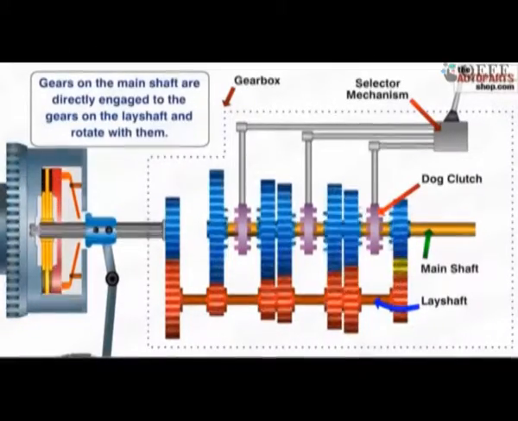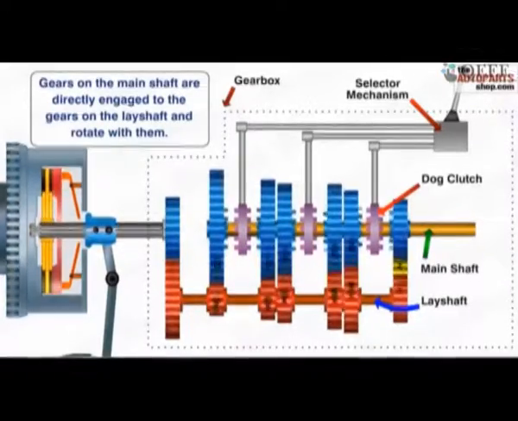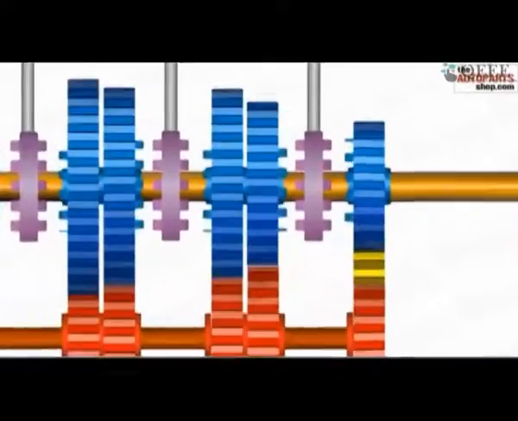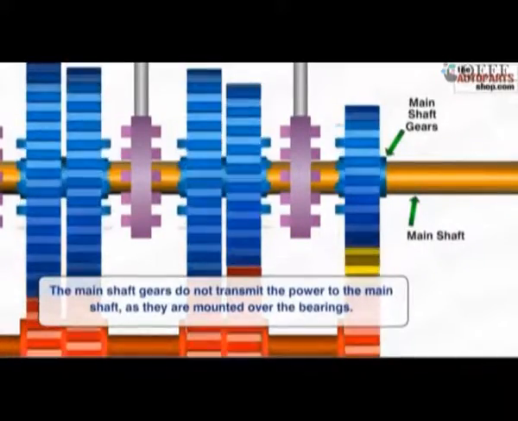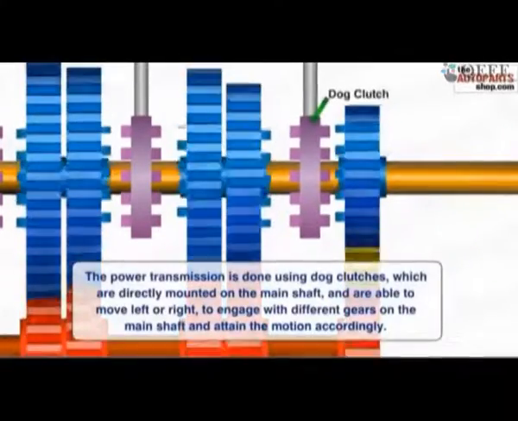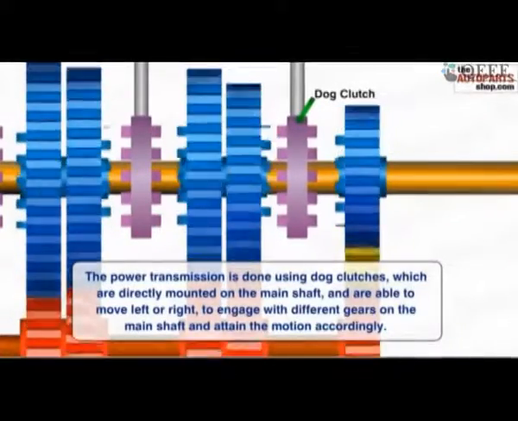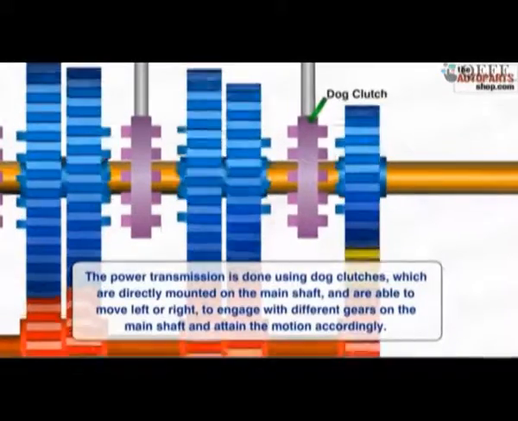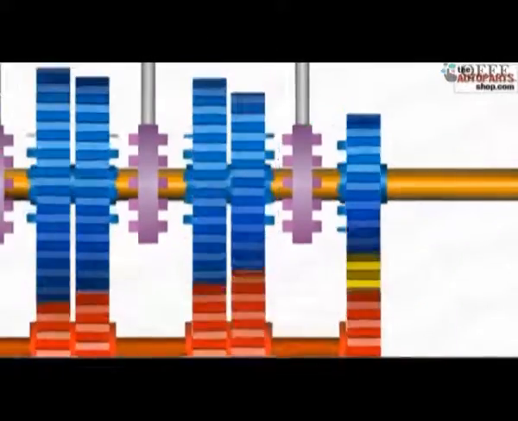So in this condition, if you observe carefully, the shaft is not rotating. It is only that the gears are rotating, because the gears are rotating freely on the shaft. There is no engagement between the gear and the shaft. The engagement is brought about through this dog clutch. So when the dog clutch engages to any one gear, then the rotational motion of the gear will be conveyed back to the shaft. So we'll see all these in the animation.